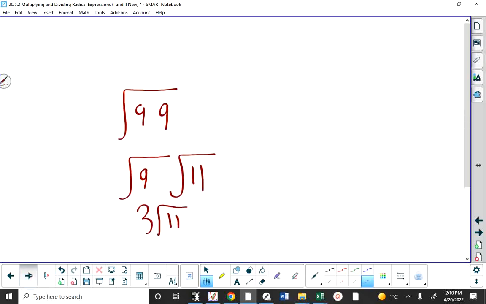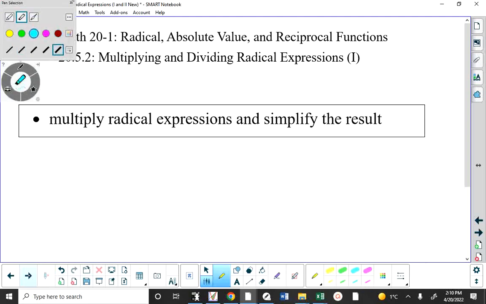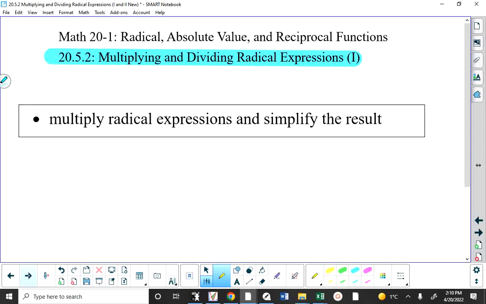All right, let's get started here on the next lesson. So we are looking in your unit handout, probably page 3. Yeah, at page 3. And this section is section 5.2. 5.2 in your textbook covers multiplying radical expressions and dividing radical expressions. You'll notice this has a Roman numeral 1 at the end of the title. It's part 1. Tomorrow we'll do part 2.